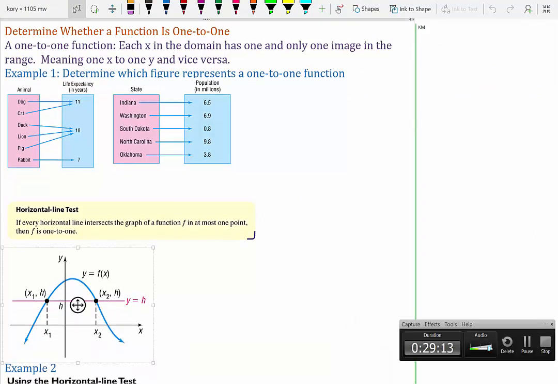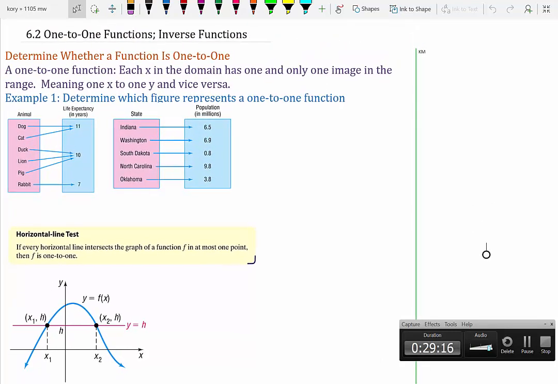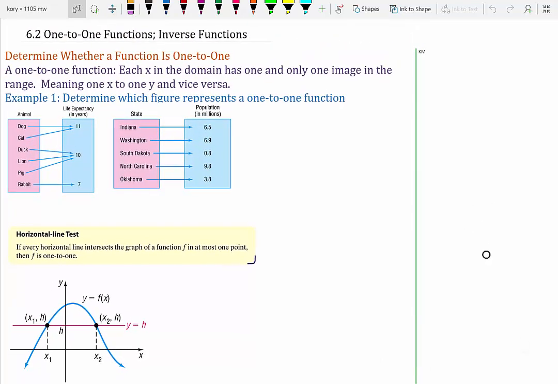All right, so 6.2. One-to-one functions and inverse functions. So determine whether a function is one-to-one. When you think of one-to-one, what does that mean? One goes to one, yeah. So you can't have this pen go to the water bottle and mouse, right? That's not one-to-one. One-to-one. Okay, perfect.